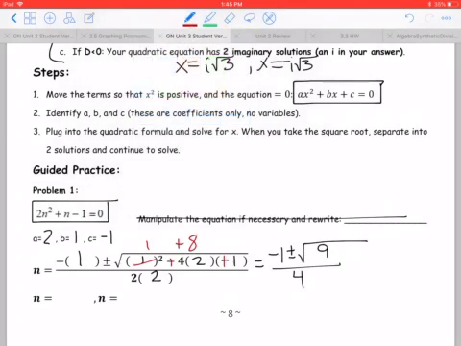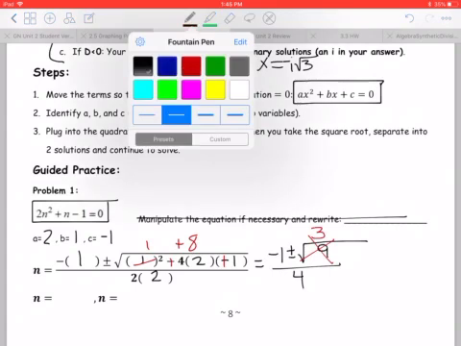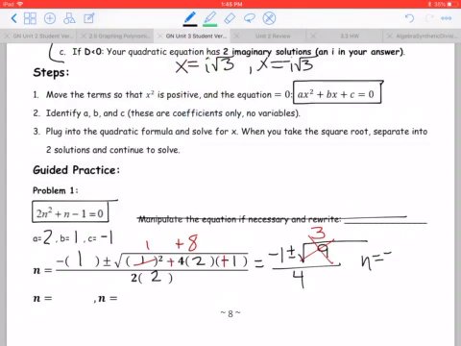And radical 9 breaks down to whole number 3. So we have two answers here. We have n equals negative 1 plus 3 over 4, and n equals negative 1 minus 3 over 4. So go ahead and solve the top and divide by 4, and then make sure you reduce your fractions, and go ahead and try and find your two answers for n. Okay, you should have gotten 1/2 as your first answer, and negative 1 as your second answer, and that's it.